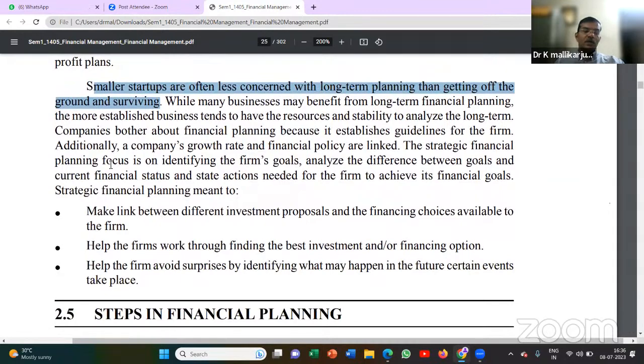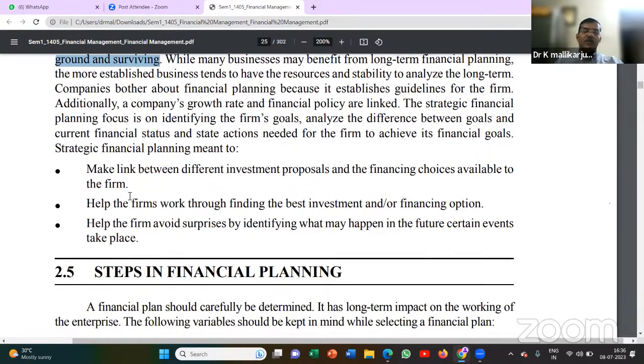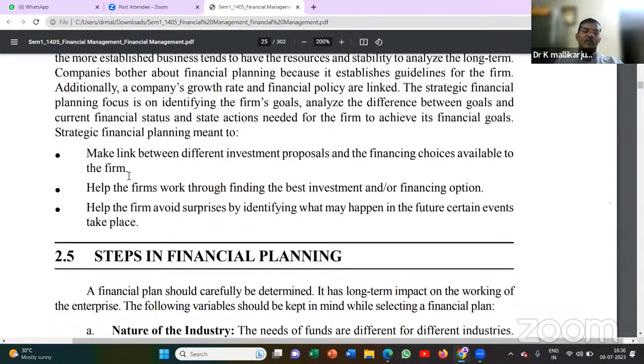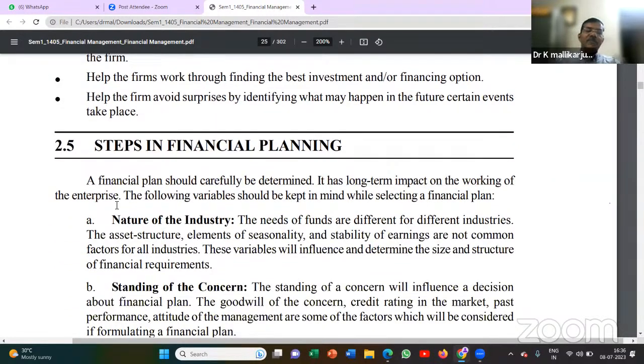See, our companies, Tata companies, have more than 100 years of history. Birlas, okay, Tata, Birlas, other companies, ONGC, we say Maharatna, Navaratna, Miniratnas, right? And what steps are required for financial planning?